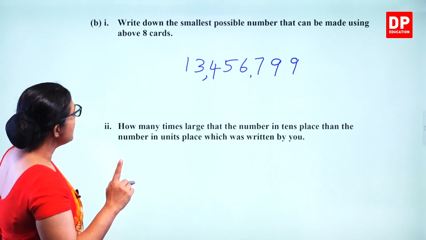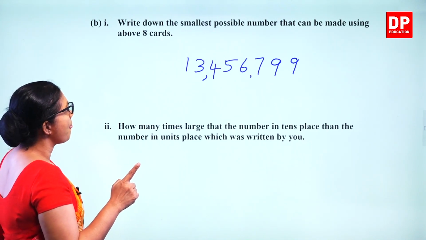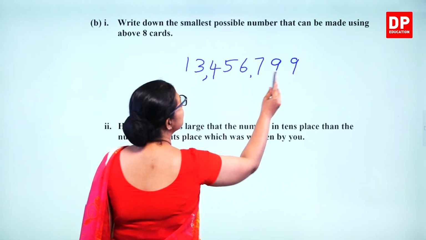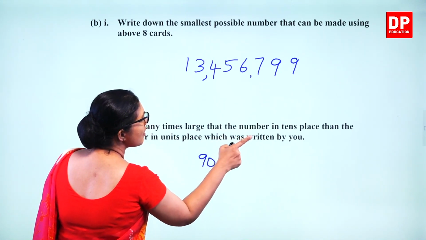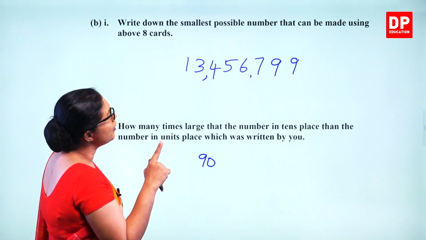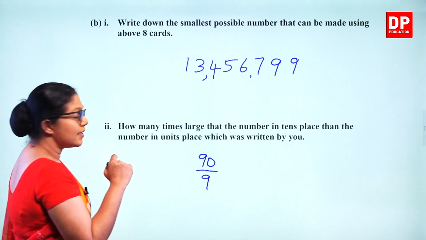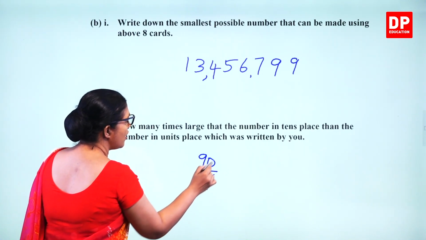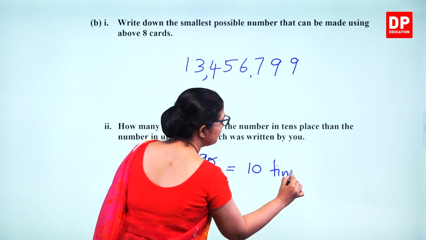13,456,799. How many times larger is the number in the tens place? Tens place, that's 9, means 90. Then the number in the units place, which is 9. So how many times bigger? You divide and see the ratio. 90 divided by 9, so 10 times bigger.